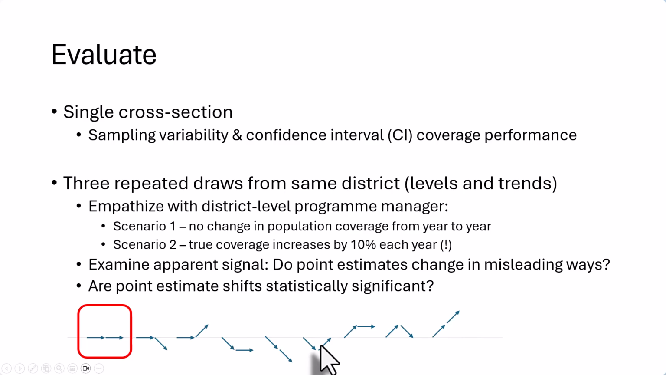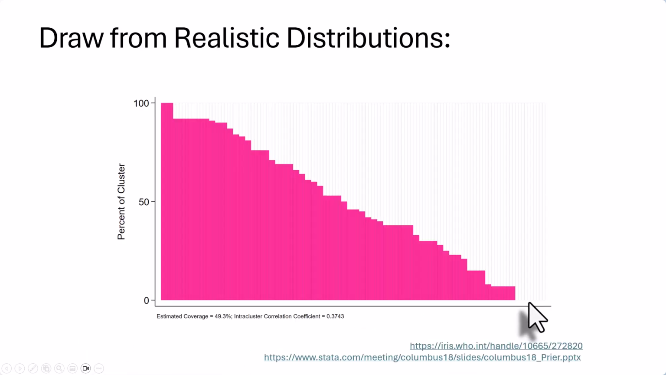In the interest of time, we're also only going to look at this complementary scenario at the end where, again, the program manager wouldn't know it, but we know because we are wrangling the data that are being sampled. We know that the underlying coverage, the true coverage, is going up by 10% each year. And so the question is, what do the patterns, especially in the point estimates, show? Do they reflect reality for those program managers? That's what we're going to look at.